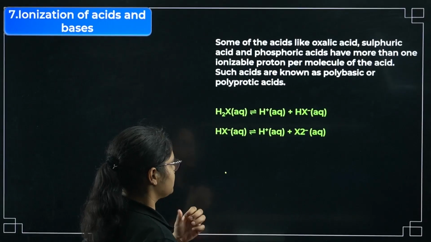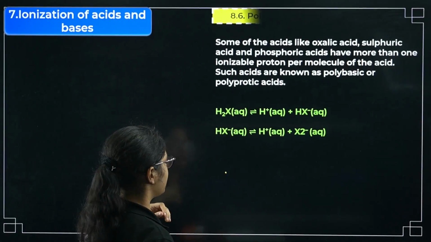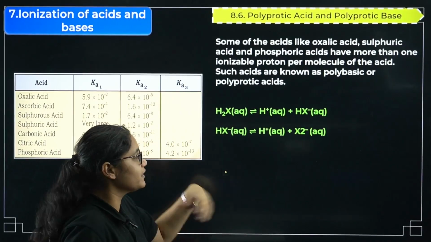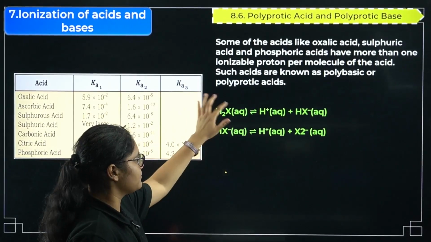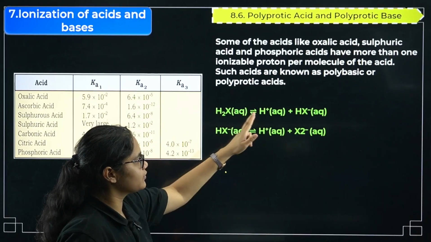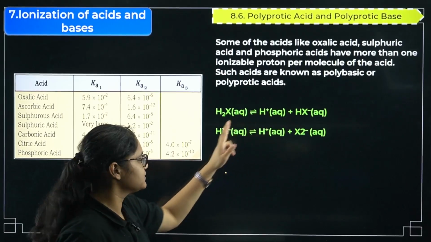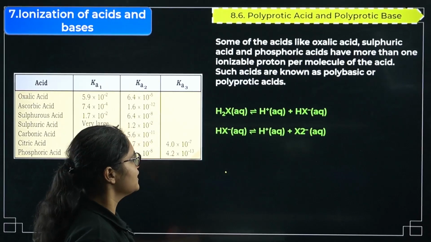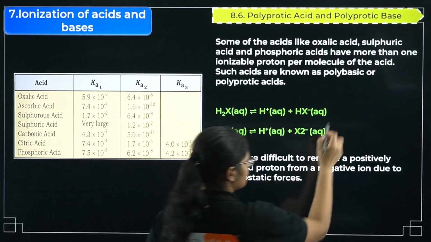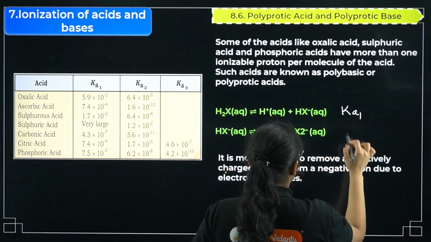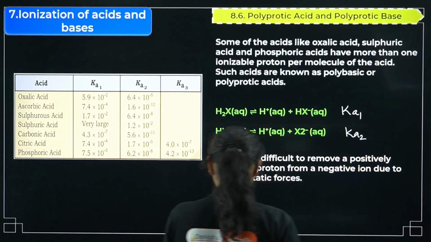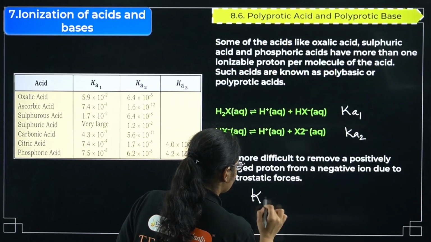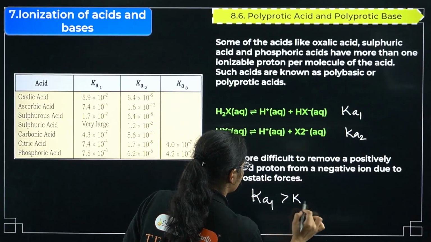Next we will discuss ionization constant. Those acids which can give you more than one H plus, for example H2X, will dissociate to give you H plus and HX minus, then HX minus will dissociate to give you H plus and X2 minus. Suppose this dissociation constant is Ka1 and this one is Ka2. So what will be the order of Ka1 and Ka2? You should know that Ka1 will always be greater than Ka2.